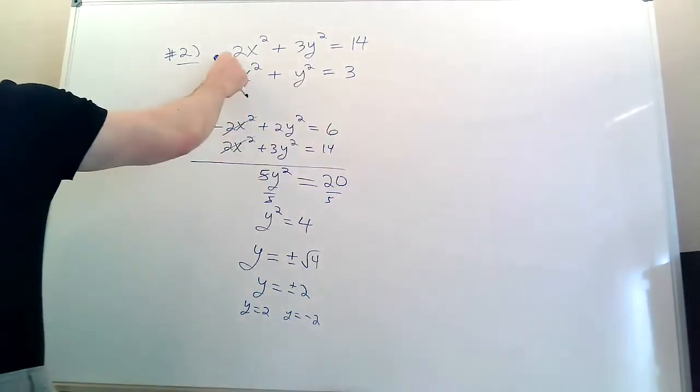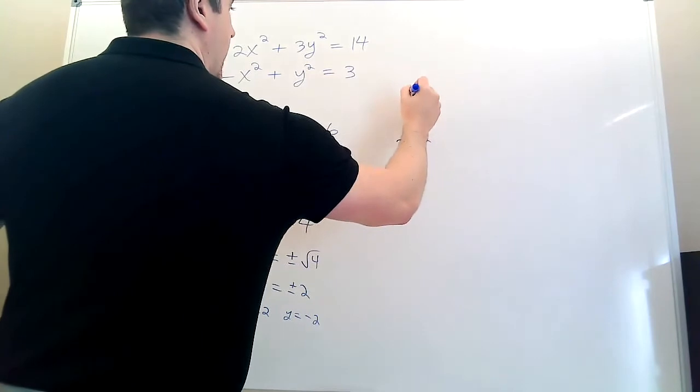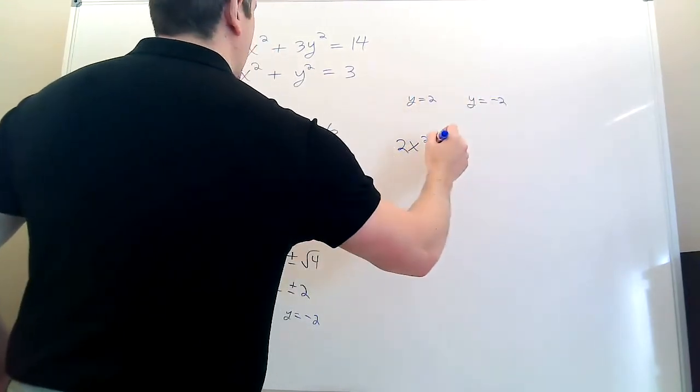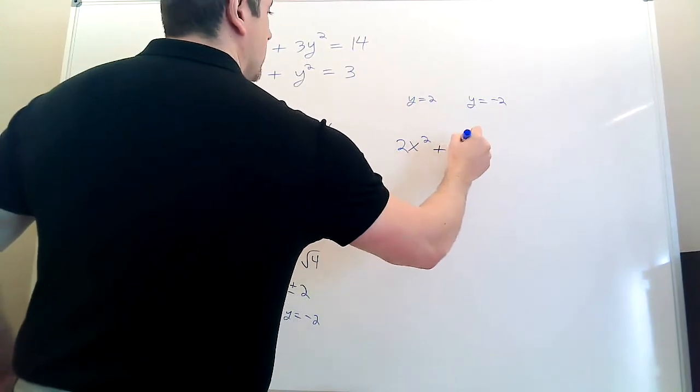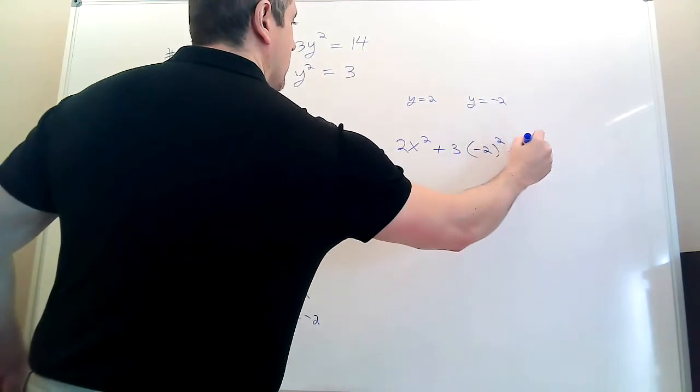I want to avoid that negative. I think I'm going to go with the top. I'm going to put 2x squared, right? So I have y equals 2 and I have y equals -2. And I'll point out that you get the same number when you do that. I'll show you. I'll put -2 there.